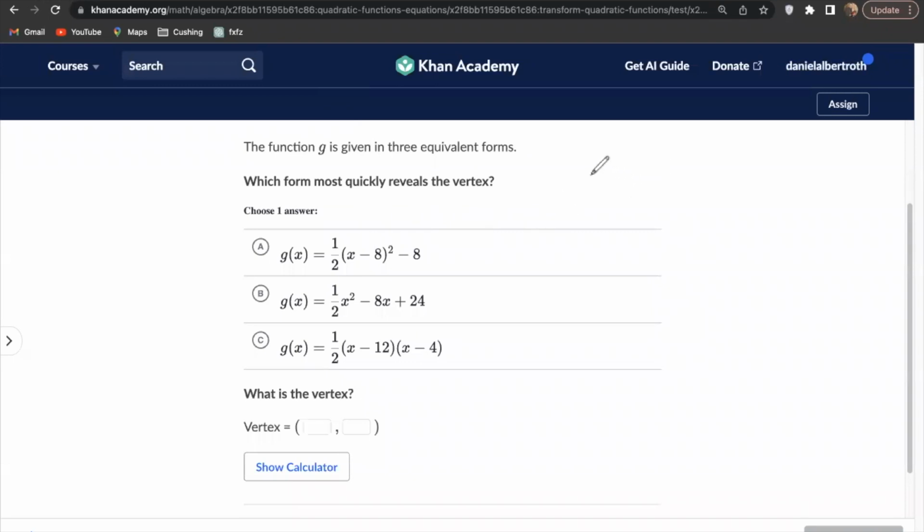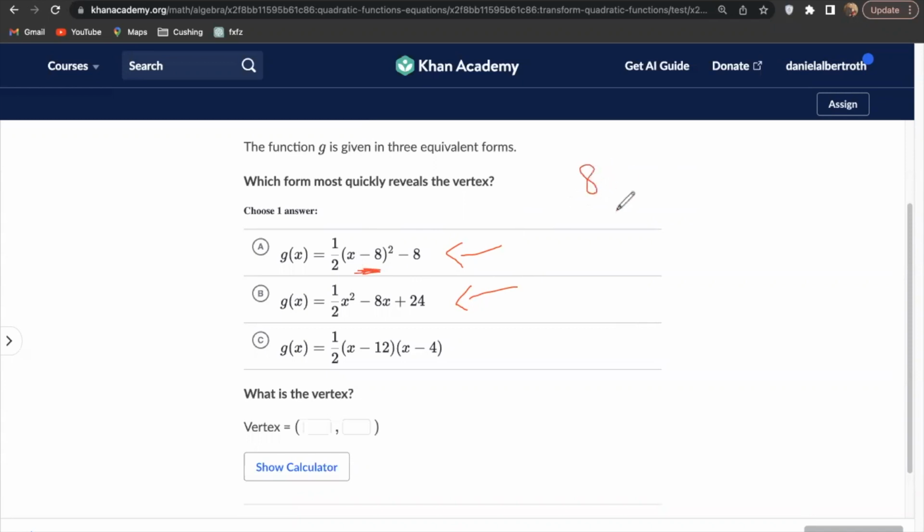So if you're comfortable with the different forms, there's standard form. That is well represented by answer B. Answer B is in standard form. Another classic, typical way to write quadratic functions is in vertex form. This is shown in answer A. It's called vertex form because it's very easy to see the vertex. It's always the opposite of what you see in the parentheses.